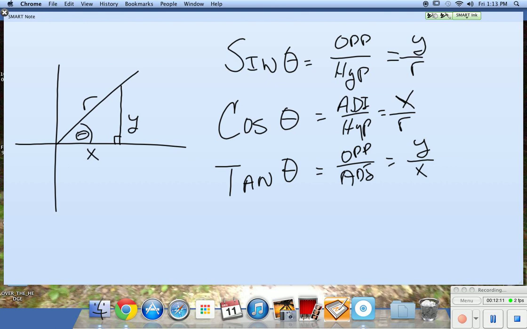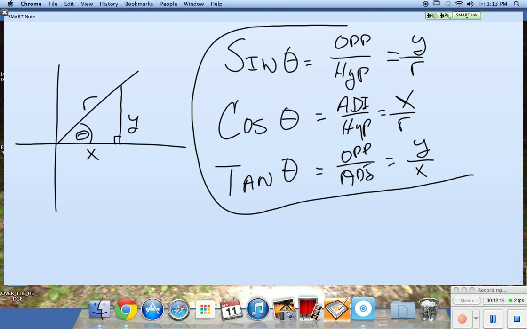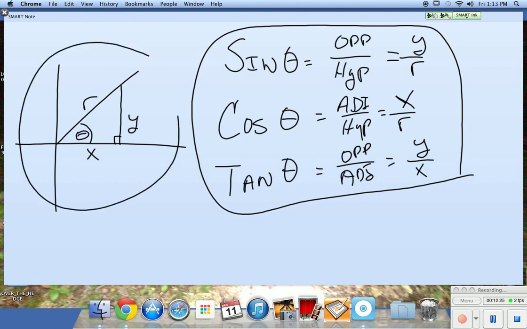Anyway, this is what we need to work on. This is what we're going to do today. This is the stuff right here that's going to be important, okay? And it's based off of knowing this right here.